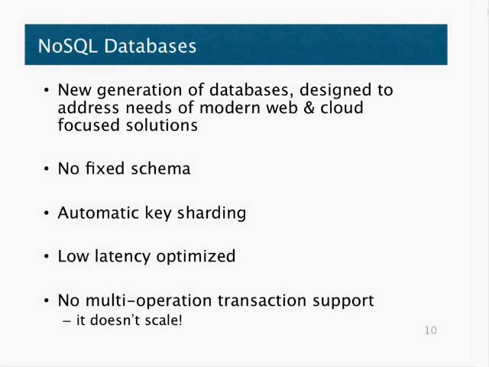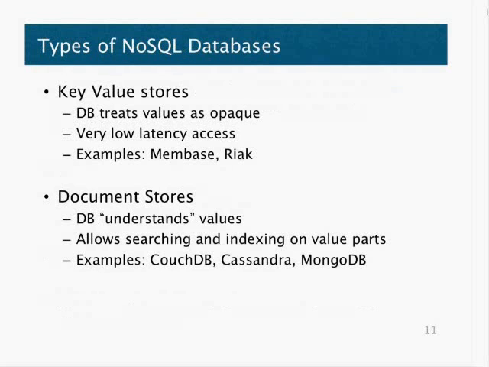So, what are the key types? There really are two categories of NoSQL databases that are common. There are some other types like graph databases and so on, but I won't discuss those in more detail because they're less frequently deployed. At the simplest form, there is something called key value stores.